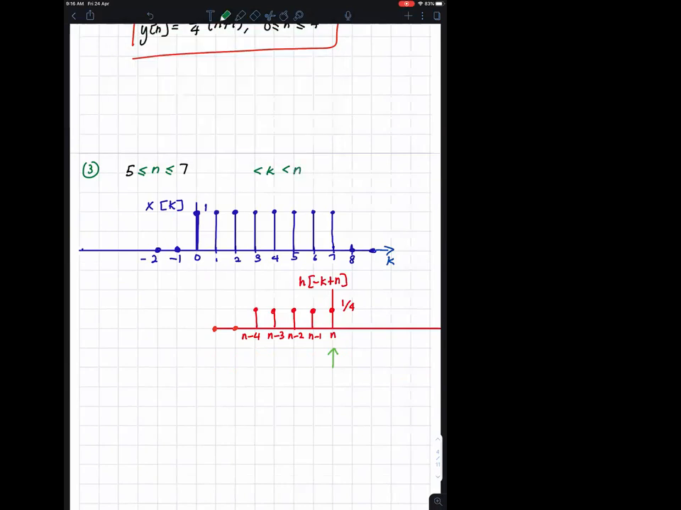The lower limit is controlled by, of course, you can see right here, this is the k-axis, right? This is the lower. The lower limit depends on n minus 4. So n minus 4.